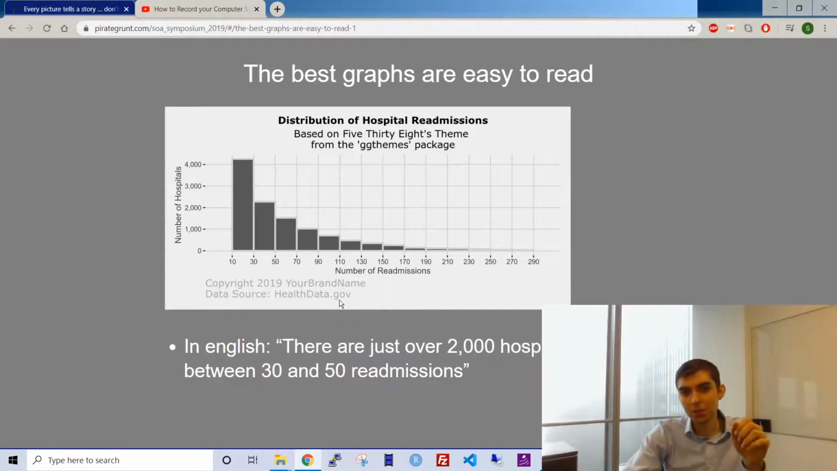Here's the same information, but in a different graph. You can see exactly the number of hospital readmissions for each value. You can see that there are about 1,000 hospitals with between 50 to 70 readmissions. There are about 2,000 hospitals with between 30 to 50 readmissions. And so this combines all of the tabular information that you get from looking at a spreadsheet with the visual information of looking at a graph.